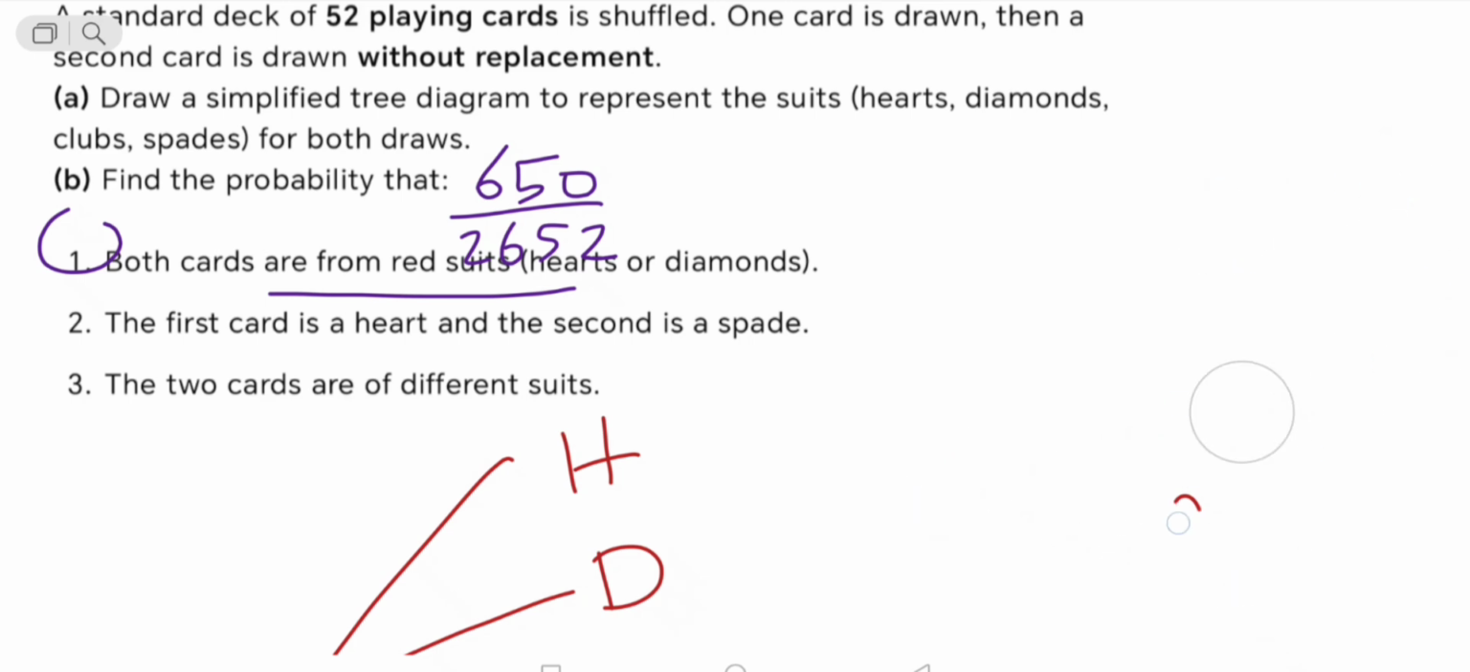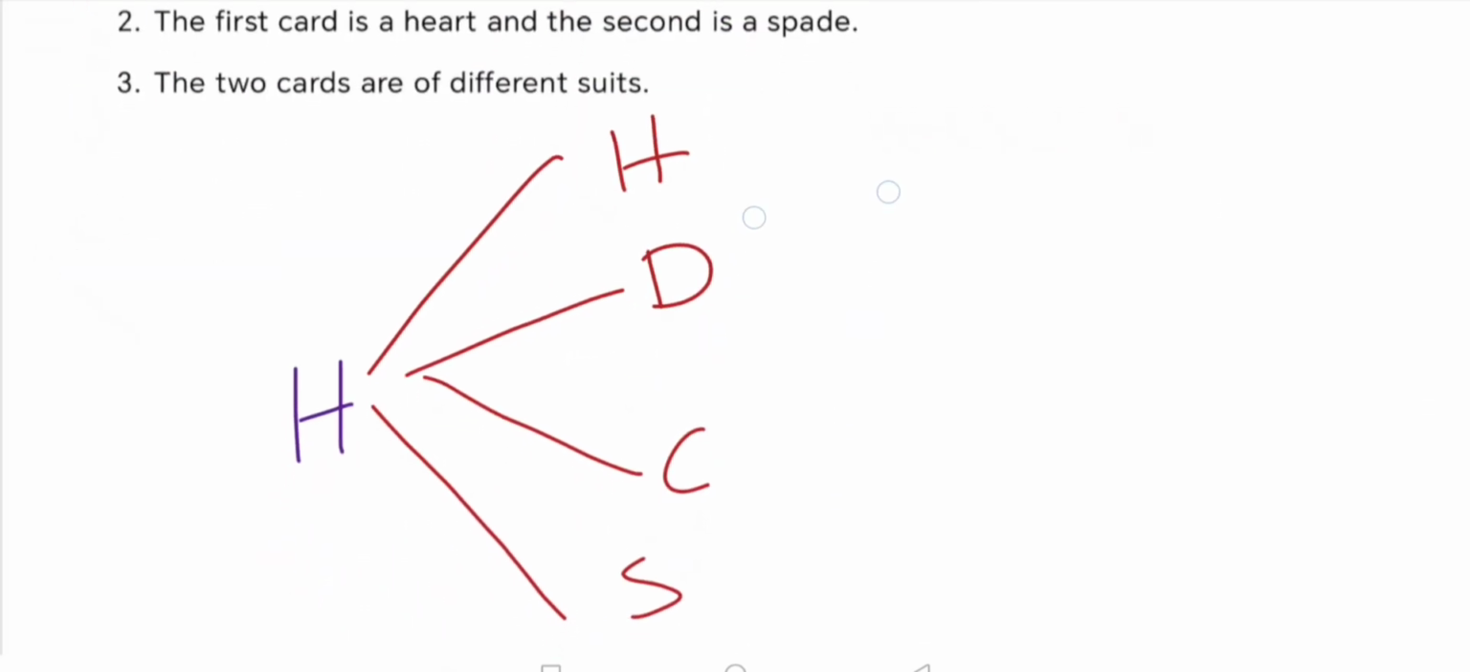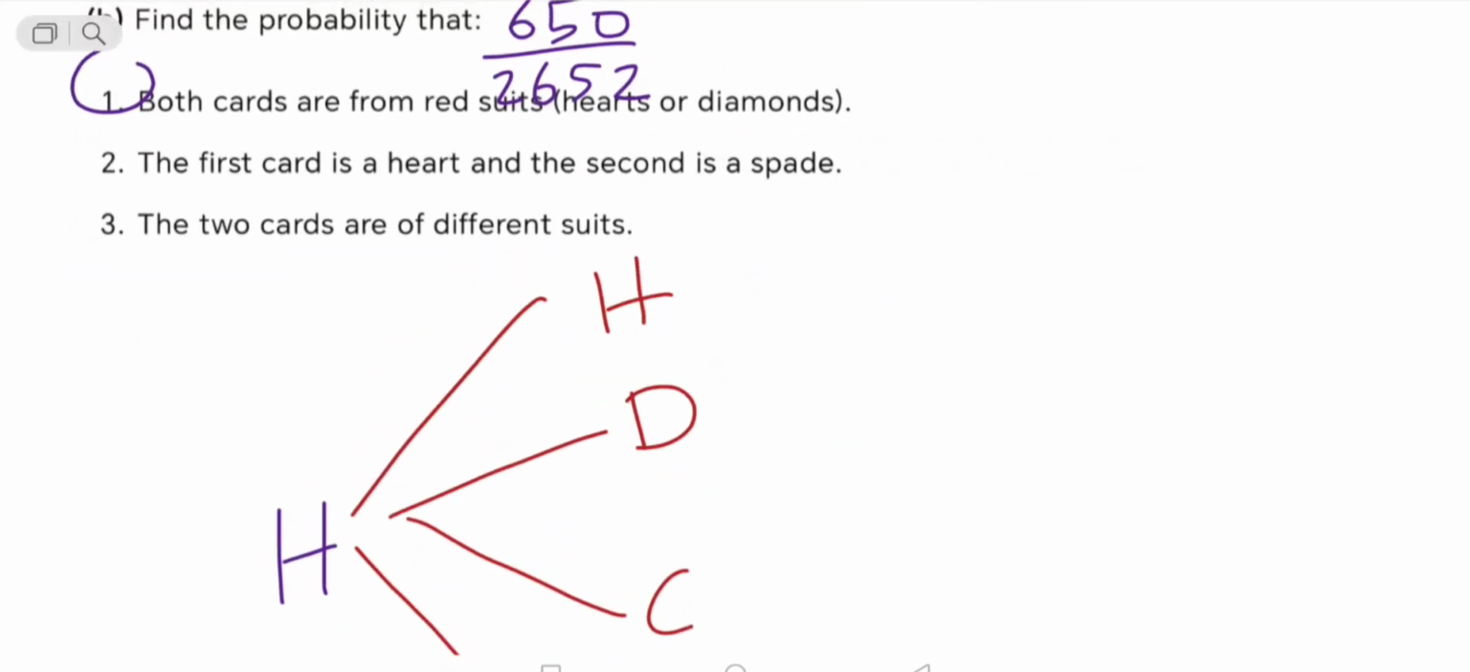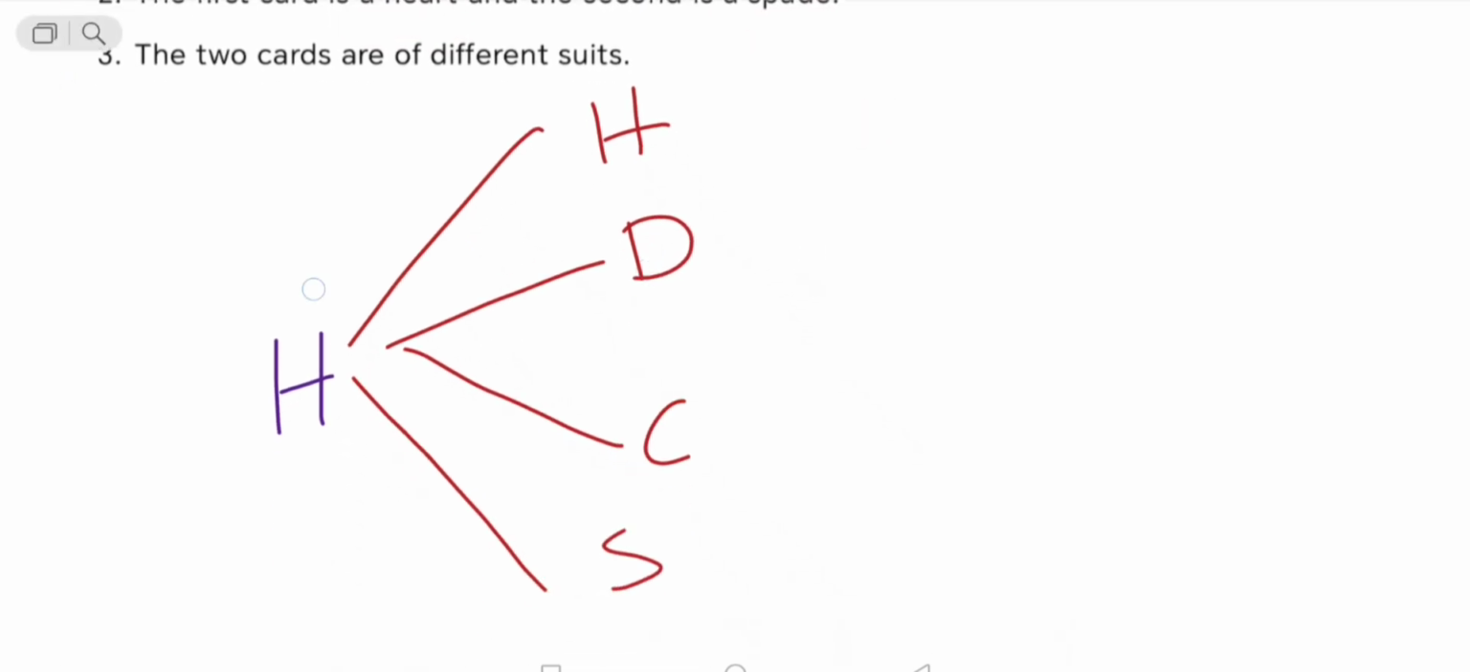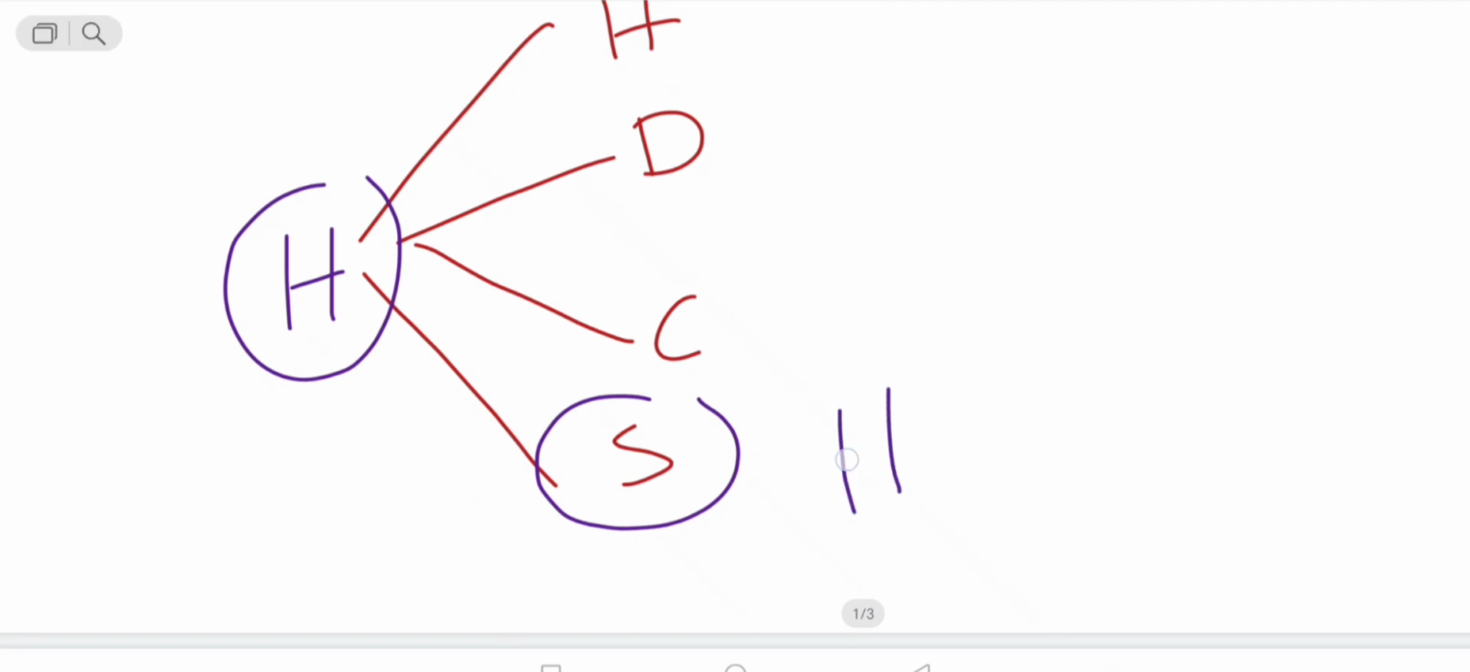In the second one, the first card is heart and the second is spade. Now they are discussing the types of cards, because we have the four types. The first card is heart and the second one is spade. So we need the probability of HS.